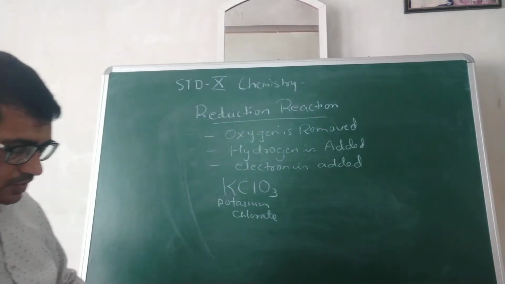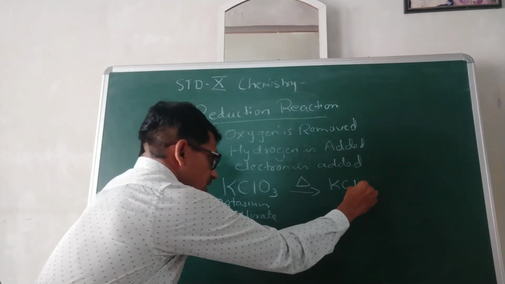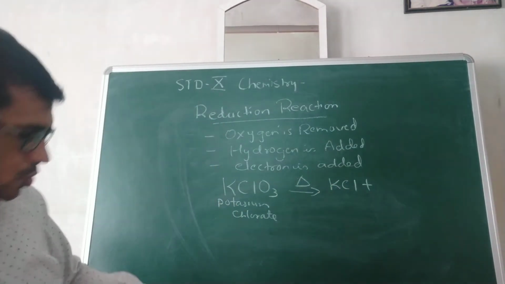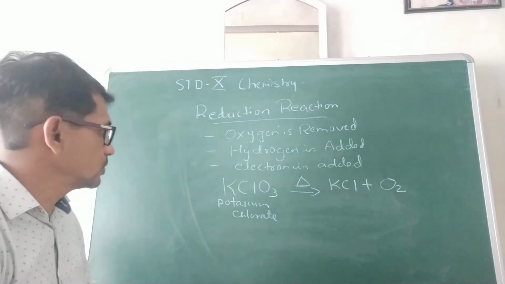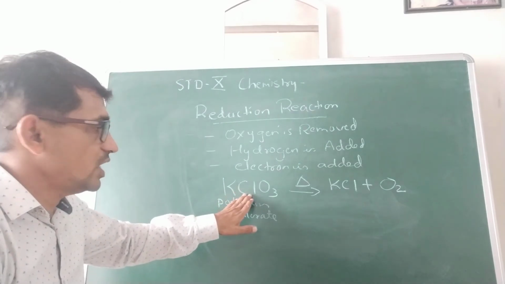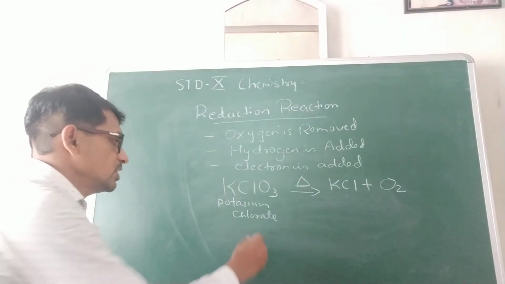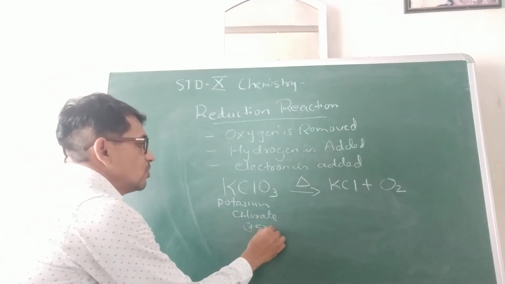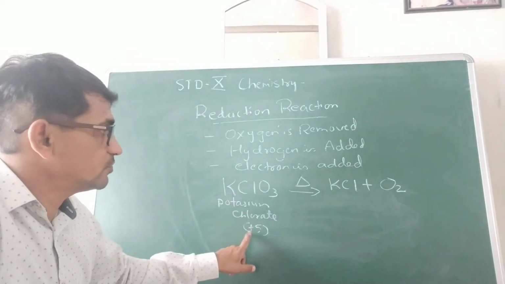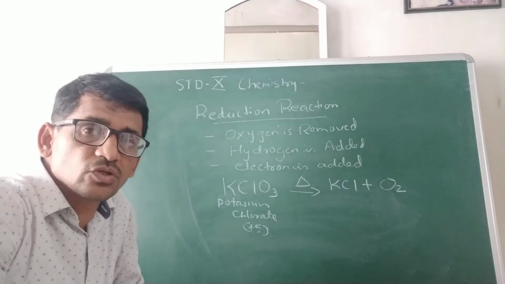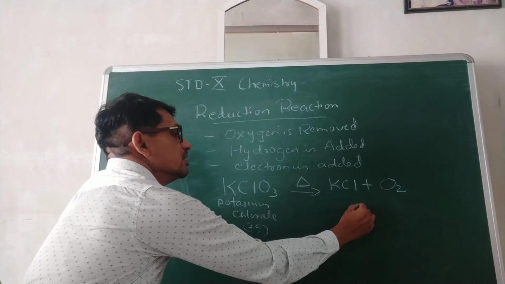Potassium chlorate, when it is heated, is converted into KCl plus O2. Here you can see the valency of chlorine in potassium chlorate is +5, a higher oxidation state. During the formation of KCl, its oxidation number changes from +5 to -1.